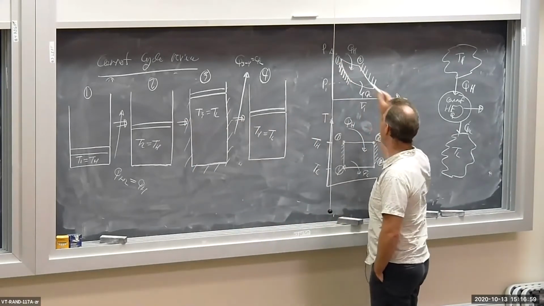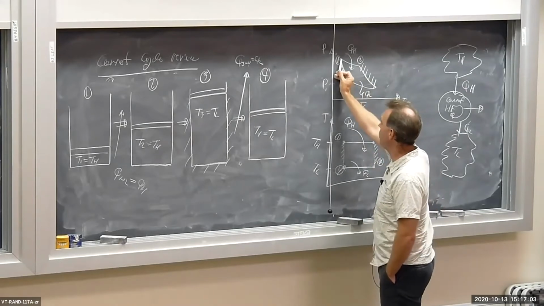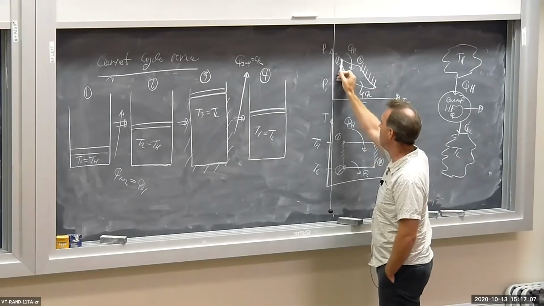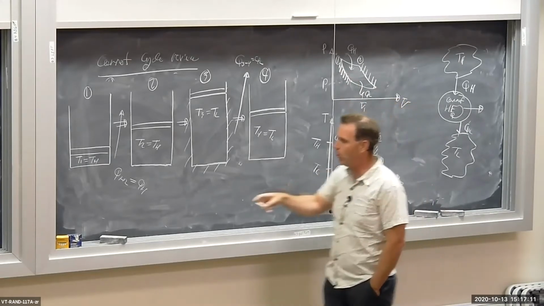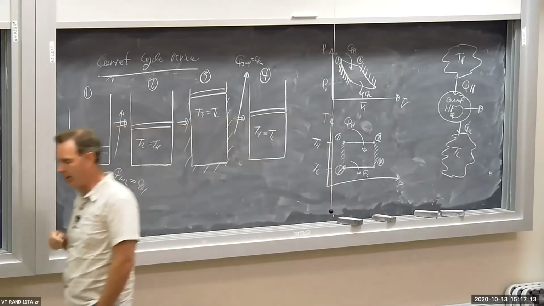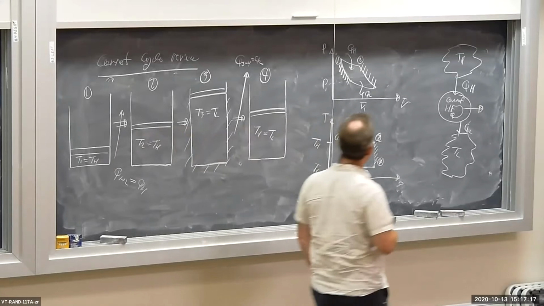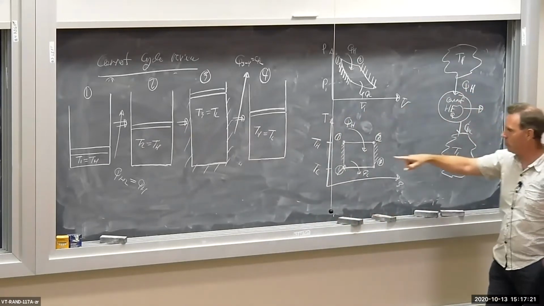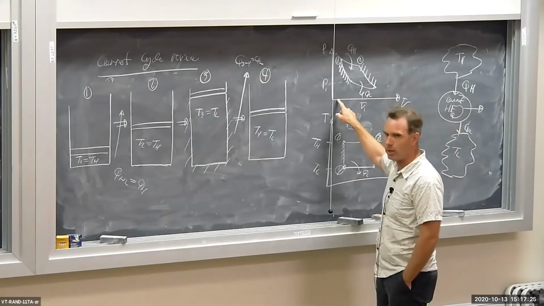So this is the PV diagram and this is the TS diagram right here. We start off with state 1, which is the minimum pressure, maximum pressure and minimum volume point. State 1 is where we squeeze the gas down. State 1 is at the high temperature reservoir temperature TH.